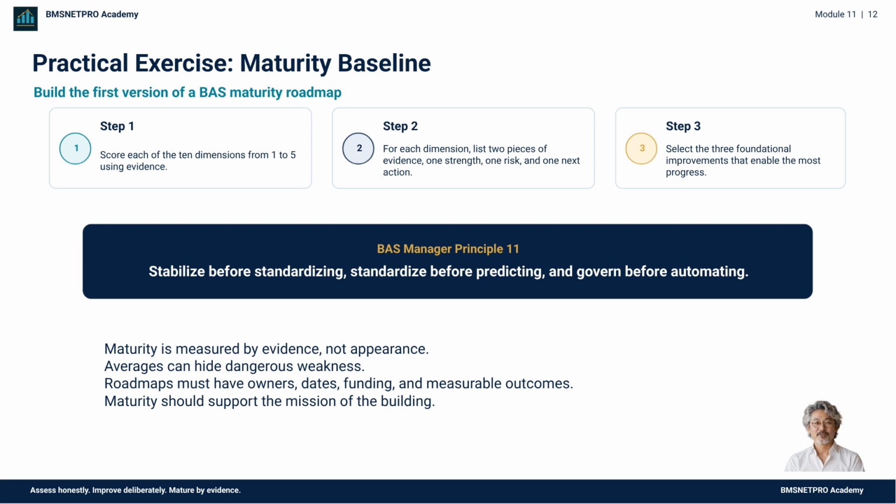For the practical exercise, learners will score a current or hypothetical BAS program across 10 dimensions. For each dimension, they will list evidence, strength, risk, and next action. Then they will choose the 3 foundational improvements that would enable the greatest progress. Close with the principle: stabilize before standardizing, standardize before predicting, and govern before automating.